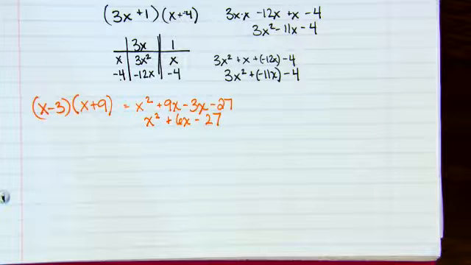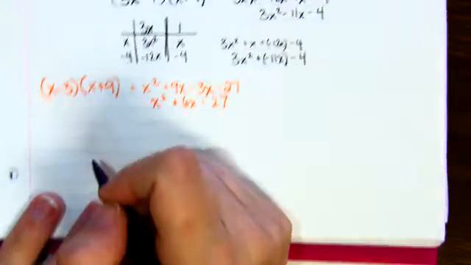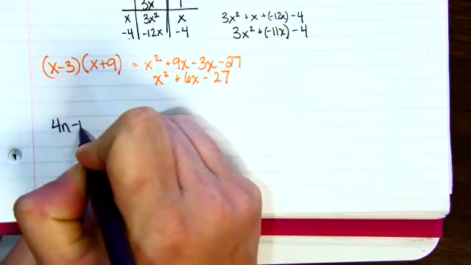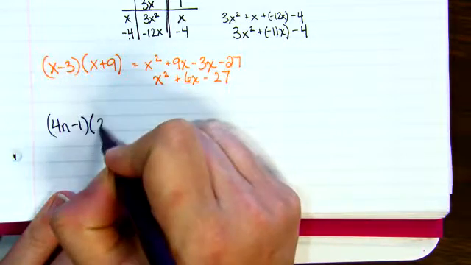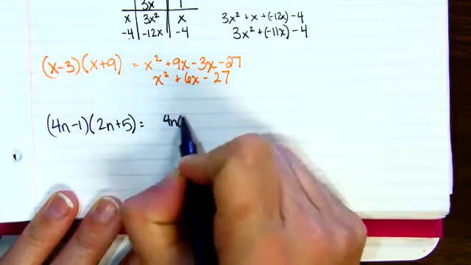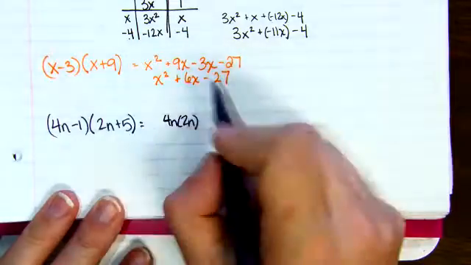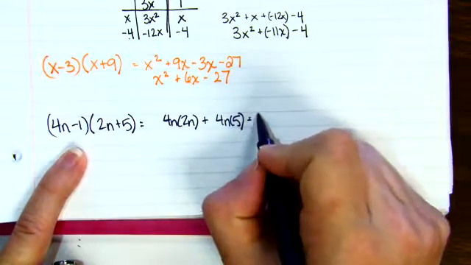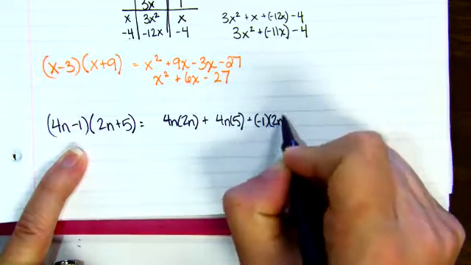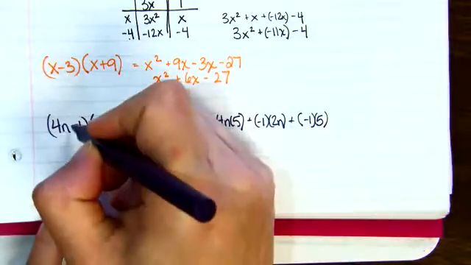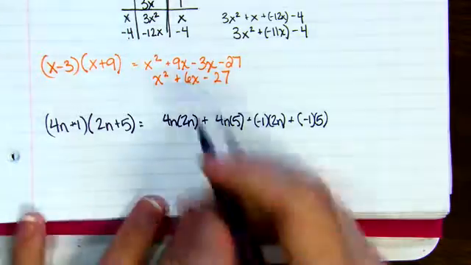So first, outside, inside, last. That tends to work pretty well for FOIL. We can do a slightly trickier problem the same way. If I had 4n minus 1 times 2n plus 5. First is 4n times 2n. Outside is 4n times 5. Inside is negative 1 times 2n. Last is negative 1 times 5, so I'm really thinking of that as adding a negative 1 there.